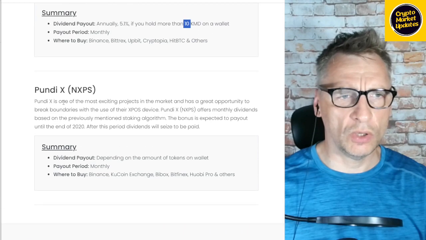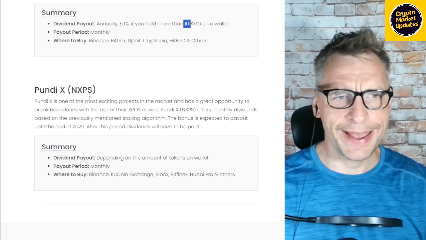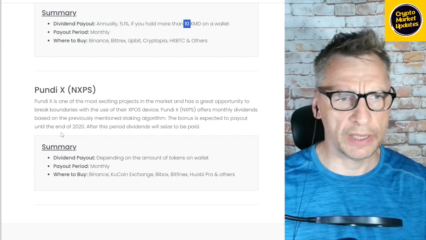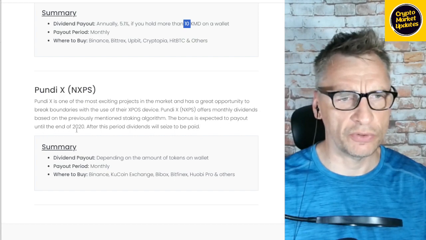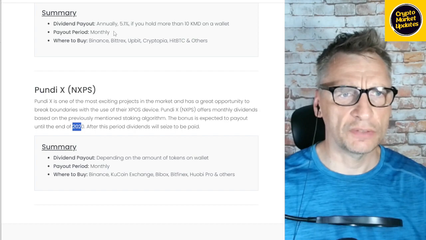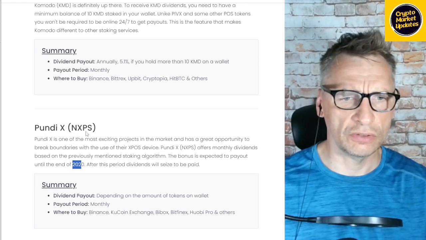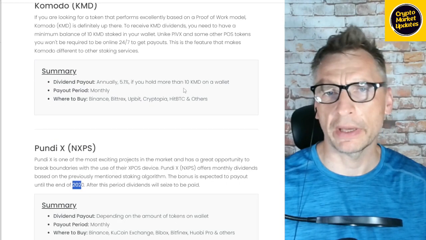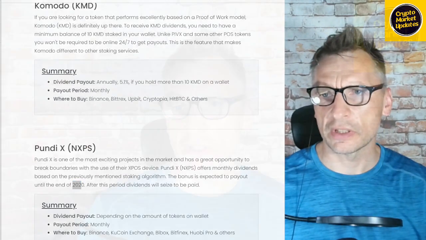And then the final one on the list is PundiX, which I think featured a bonus expected to pay out until the end of 2020. Oh, this is old. So I don't even know if these tokens are still around. PundiX is around. I'm not sure if it still pays out. So these are the tokens.